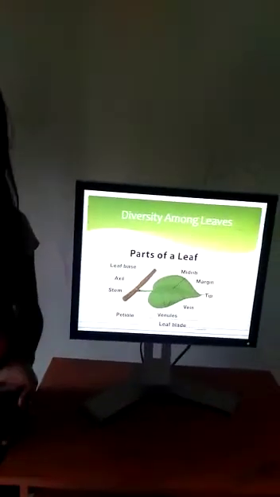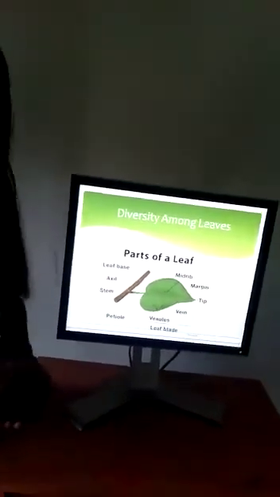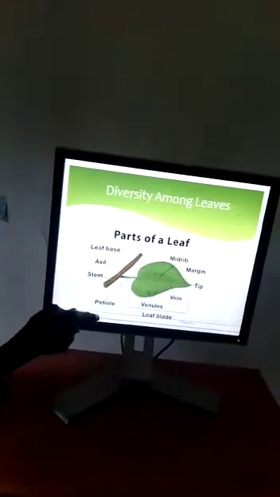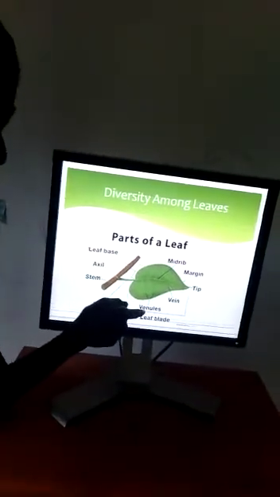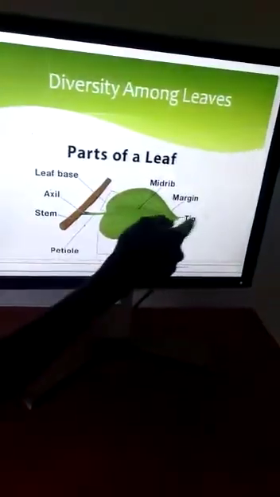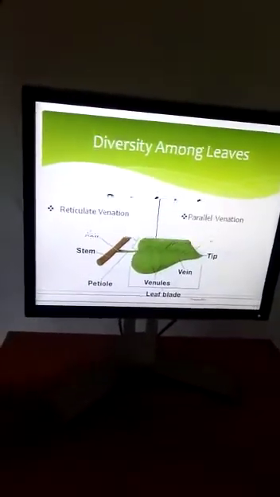Diversity among the leaves. Now we are going to talk about what are the parts of leaves. They are stem, petiole, veinlets, tip, margin, midrib, leaf blades, etc.